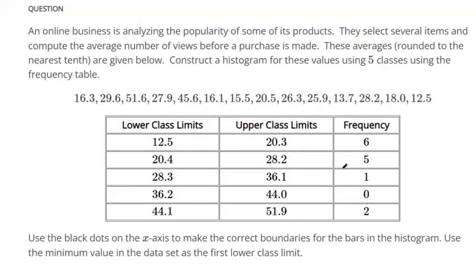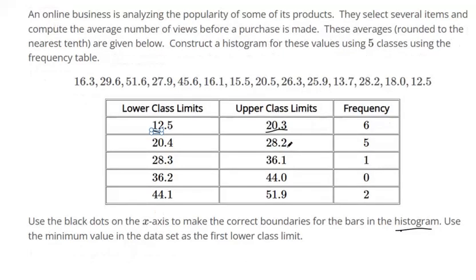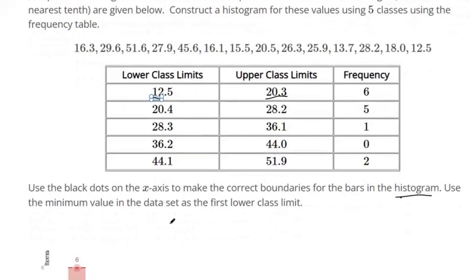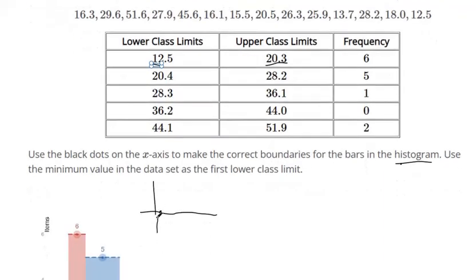They've given us a frequency table, and they want us to make a histogram out of it. Look, these lower class limits are supposed to be how long across the histogram is going to be. So when you make your histogram, the first vertical bar, sometimes called the bin, needs to start at 12.5. So this dot needs to be 12.5. And then the bar ends at 20.3 here. Okay, and then the next one starts at 20.4 to 28.2.